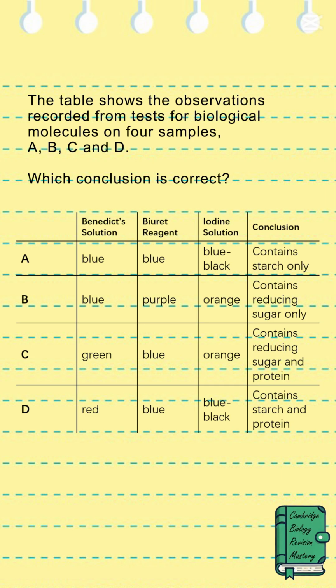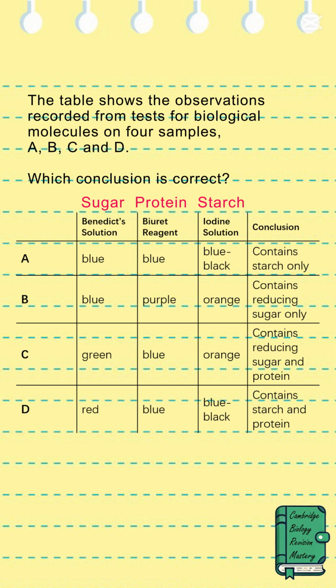What I'm going to suggest we do before we even make a start on the actual contents of the table is put in what we're testing for. So our Benedict solution is a test for sugar, Biuret for protein, and iodine is a test for starch.